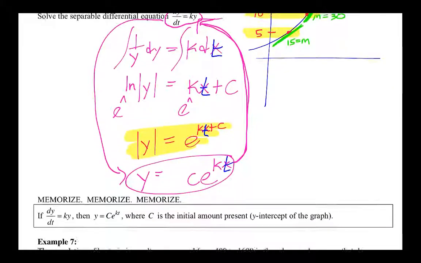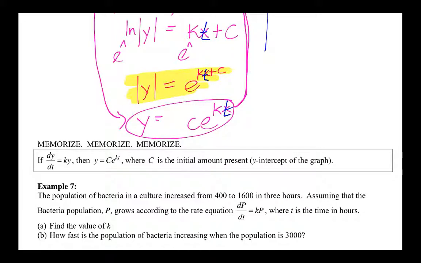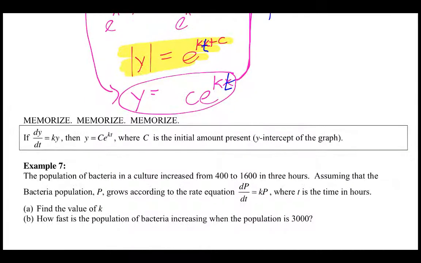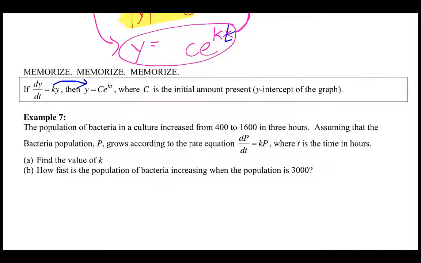Okay, you get to memorize it. See? Memorize. 3 times the charm. If you get dy over dt is ky, some multiple of y, then you can instantly say, oh, it's one of those exponential, ce to the kt. You can just go with it, and you're good. And you want to know that. Here's how. Go down to the bottom.